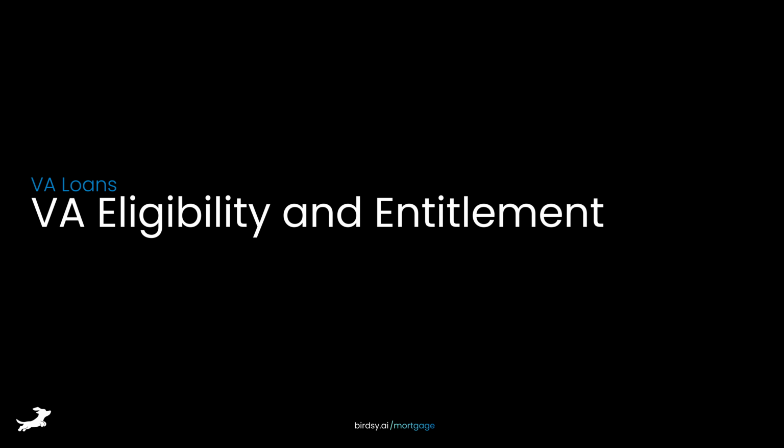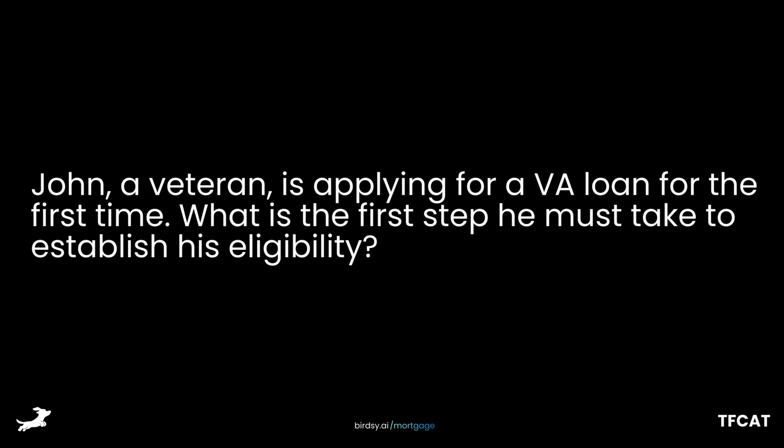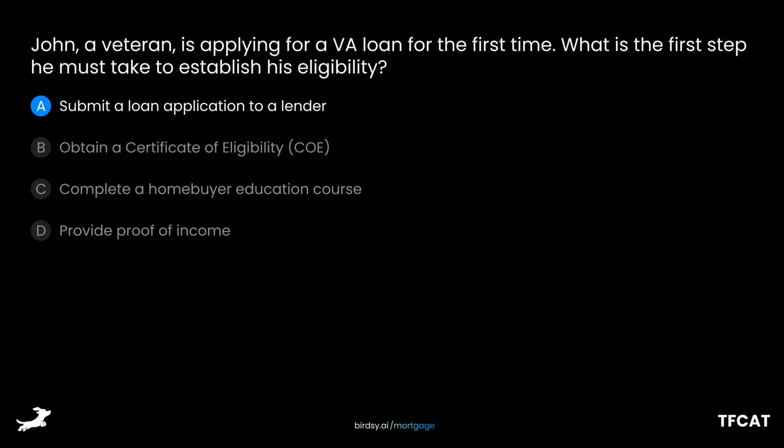U.S. Department of Veterans Affairs, VA loans. VA eligibility and entitlement. John, a veteran, is applying for a VA loan for the first time. What is the first step he must take to establish his eligibility? Is it A, submit a loan application to a lender, B, obtain a certificate of eligibility, C, complete a homebuyer education course, or D, provide proof of income?